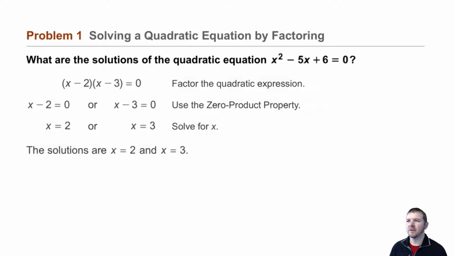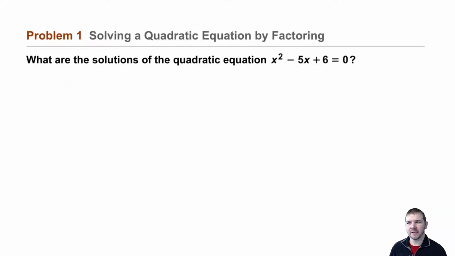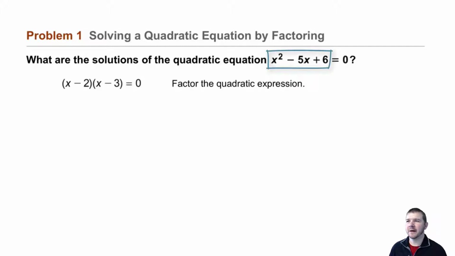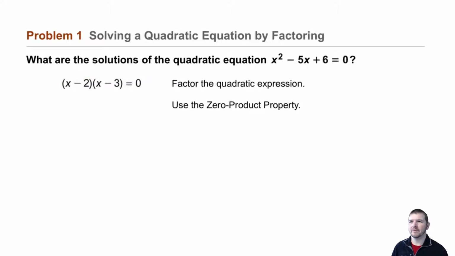Problem 1. Solving a quadratic equation by factoring. What are the solutions of the quadratic equation x squared minus 5x plus 6 equals 0? Well, first, factor the quadratic expression on the left-hand side. This becomes the binomial x minus 2 times the binomial x minus 3. Then use the zero product property.